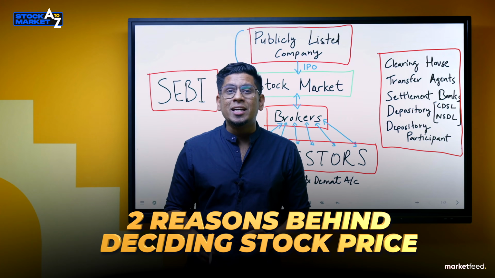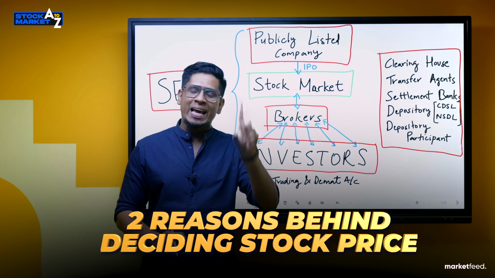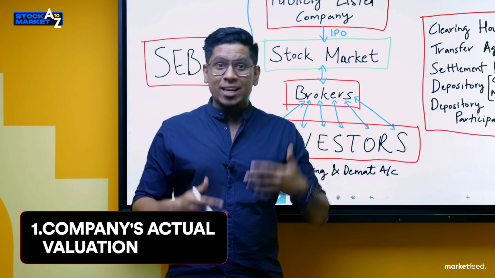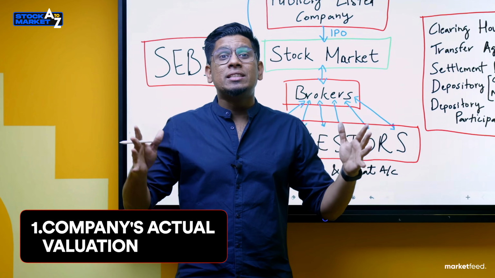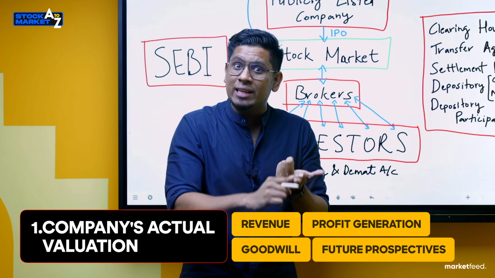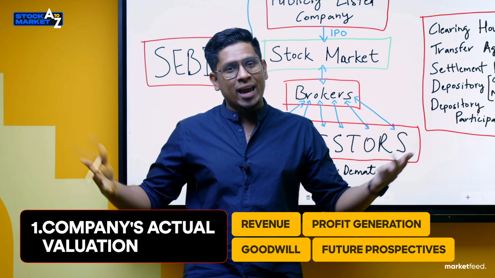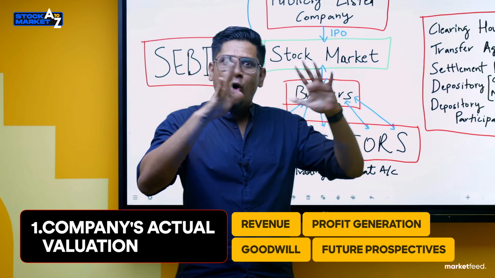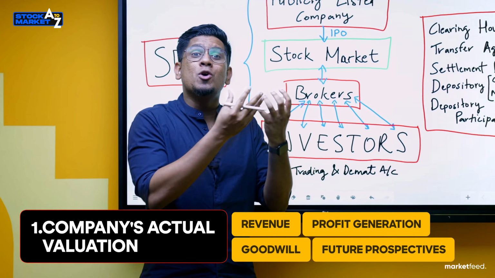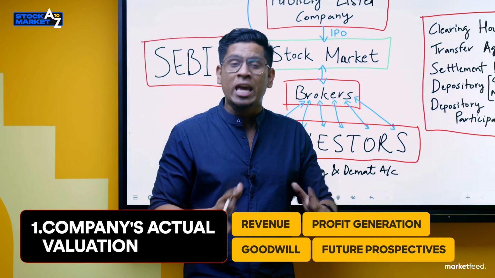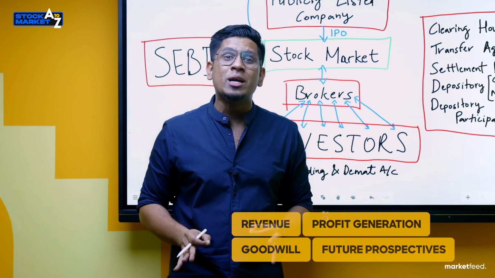So share prices are determined basically because of two reasons. Number one is the actual value of the company itself. See, we discussed this earlier, right? Any business, we can attribute a value to them based on the revenue, based on the profits they are generating, based on the goodwill that they have, based on their future perspectives, future potential. Based on all of those things, we can attribute a valuation based on the actual performance of the company. So that is the actual true valuation of the company.